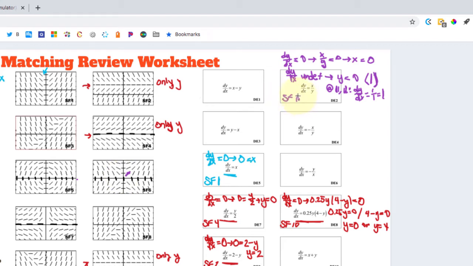And we're thinking, you know what? This was so close to being this one. Is there any other that's x over y except negative? It is. You see how this is just negative, so that's why at (1, 1) it would be negative 1. Everything that was positive in here would just be negative in here, and that's exactly what's happening. So that's going to be slope field 5.